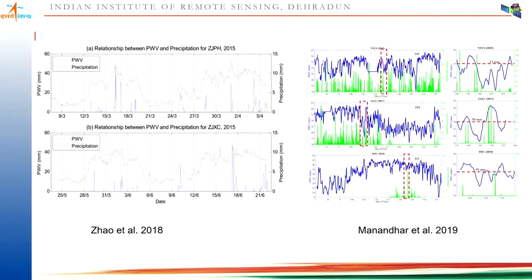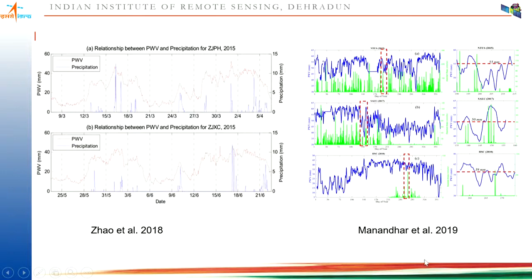There are some other results which I am showing. From this we can see that whenever they have done the analysis using the PWV and the correlation with the precipitation, whenever this PWV is increasing, we can see in the plots that the precipitation is more likely to increase, going higher on the right side.